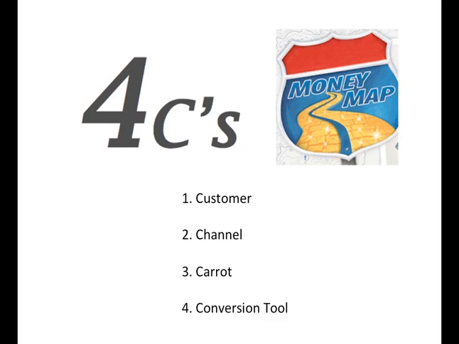So your first general map regarding your client funnel is this 4C's money map. These are the things in a general sense that you have to be thinking about when it comes to the client funnel. Does that make sense?